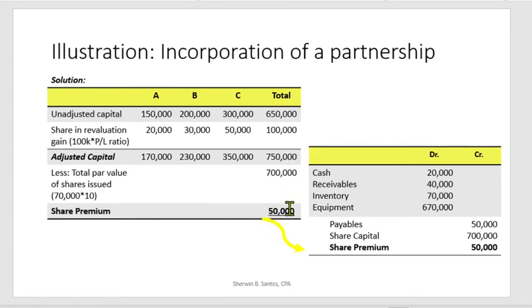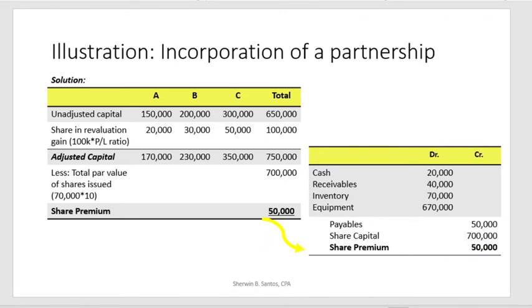Sir, bakit siya magiging share premium? Kasi ang gusto lang ng mga partners ay 70,000 ang total shares ng partnership. So, how do you recognize this as a journal entry? So, same journal entry ang gagamitin mo. Kanina, yung share capital, ang total niyan 750. But now, you will just have to add another account title which is share premium at 50,000.